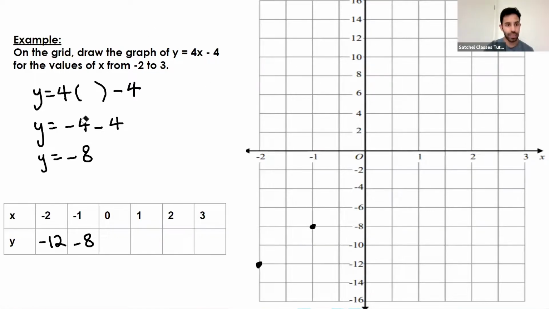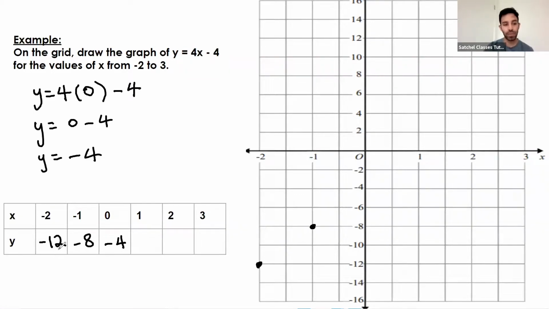Now let's try the same with 0. So what do we get when x is 0? When x is 0, well, 4 times 0 is 0. 0 minus 4, well, that's simply minus 4. So when x is 0, y is minus 4.